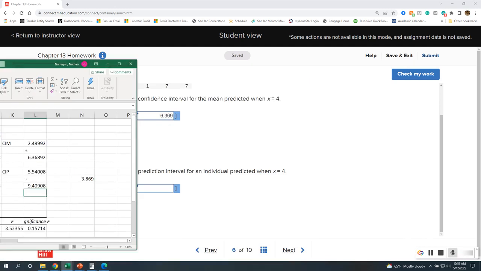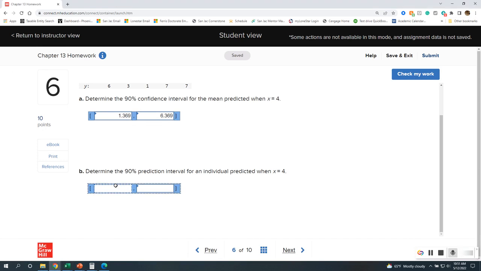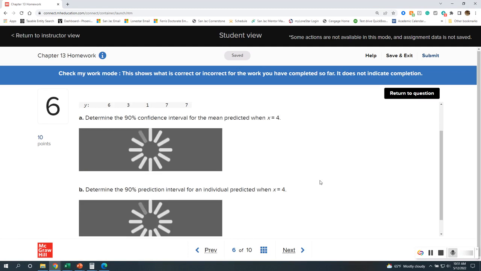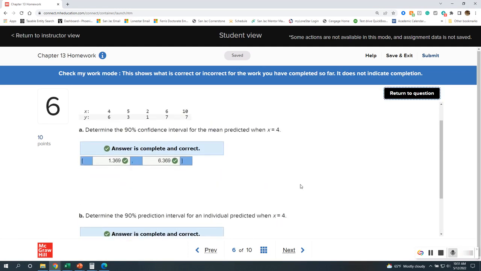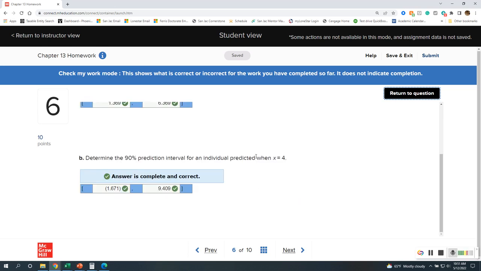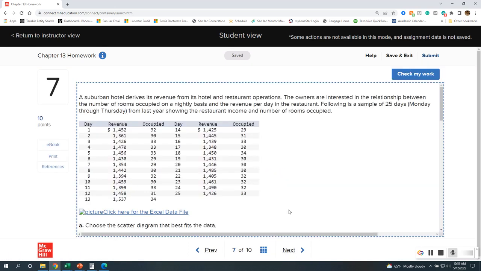And again, we're going to do 3 decimal places. Negative 1.671 and positive 9.409. And there we go. Okay, it takes a little bit to get the confidence intervals, but once you get the formula in, again, it slowly builds out a little bit easier. And they didn't really change when the individual prediction x equals 4. Alright, next.